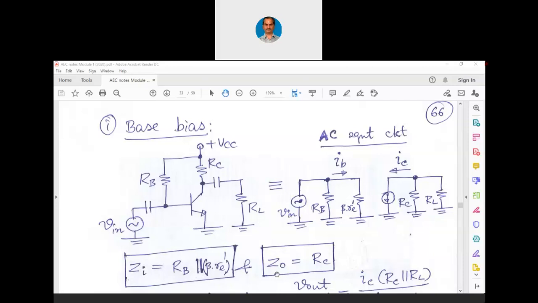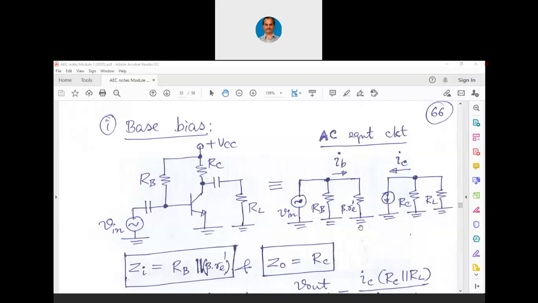Similarly, the output impedance of the amplifier is nothing but RC here, because looking at the output side, if at all you ignore RL, if the load is not connected, let us imagine that way, then the impedance at the output side is only RC. So we can simply write Z0 equals RC. When the load has to be considered, we can write it as RC parallel with RL. Now look at this representation. It is easy for us to conduct the AC analysis.